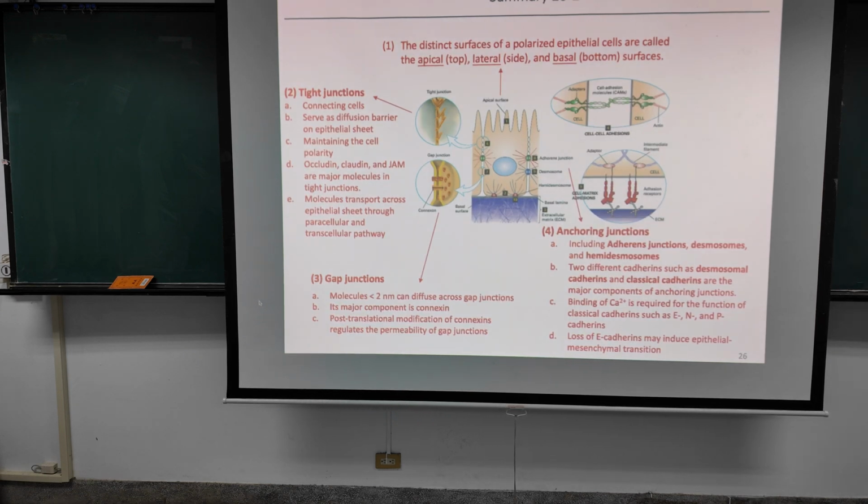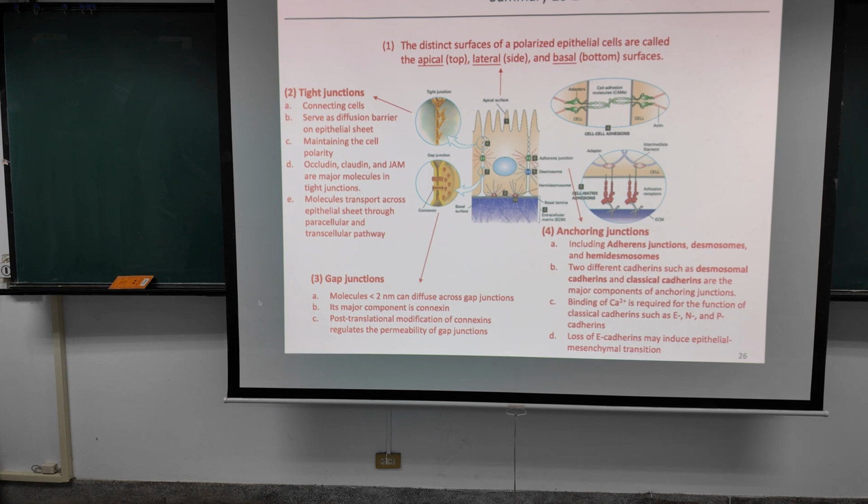So in this section, we talk about the cell polarity. There will be the apical surface and the basolateral surface, and the tight junction, which connects cells, can serve as the diffusion barrier of the epithelial sheet and maintain the cell polarity, which determines the apical surface and basolateral surface. The major components of the tight junction include claudin and others. Okay, and molecules can transfer across the epithelial cells through the paracellular pathway. Only small molecules can go through the paracellular pathway. Molecules smaller than 0.8 nanometer in diameter, or smaller than 200 daltons. Okay, which is really small.